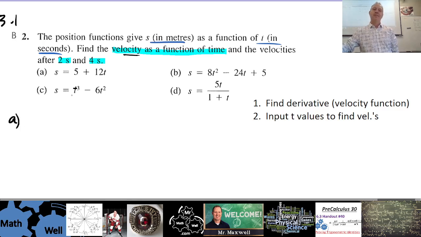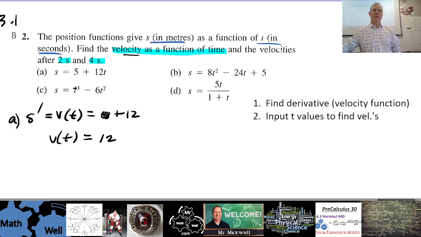So s prime is going to be our velocity function. Could you do this? Yeah, you could do this. Velocity function with respect to time. But how we do that is finding the derivative of the position function that we're given. So this is going to be 0 plus 12, or the velocity function is going to be just 12. So what that means is that the whole time, the velocity is 12. It's constant velocity. There is no value of t that affects this velocity. It's always 12. That makes sense because this is a straight line function.